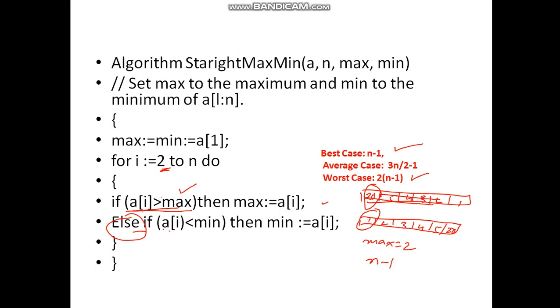In the worst case, let us say the input is in the descending order, so if it is 25, 4, 3, 2, 1. So in that case, 20 will be taken as max, and 5 is not greater than 20, so this will come.